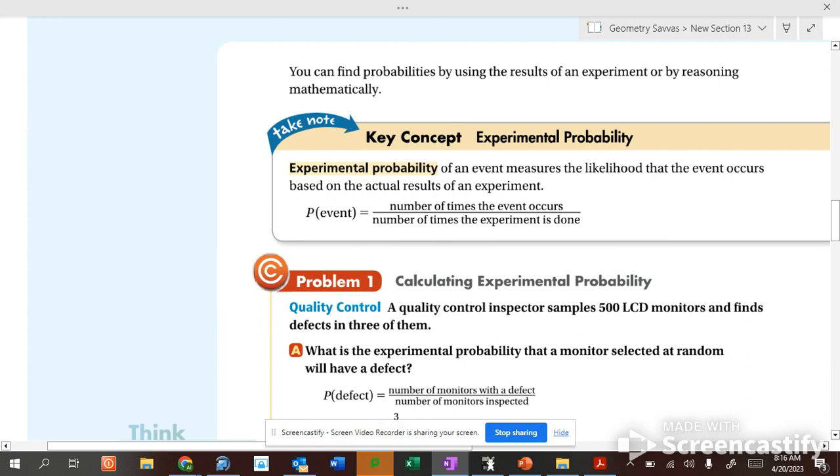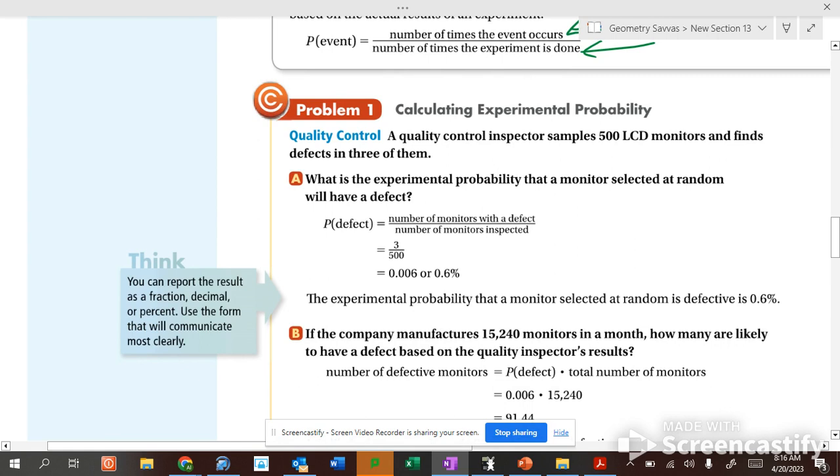Okay, experimental probability is doing something like running an experiment to see how many times something happens over the total number of times it's done. So, a quality control inspector samples 500 LCD monitors and finds defects in 3 of them. What is the experimental probability of having a defect? Well, there were 3 defective out of the 500, so if you divide them, you get 0.6%. The decimal 0.006 is 0.6%.